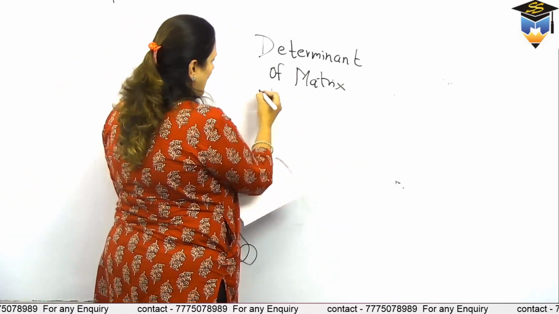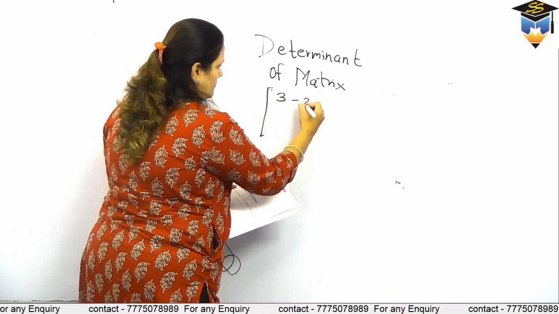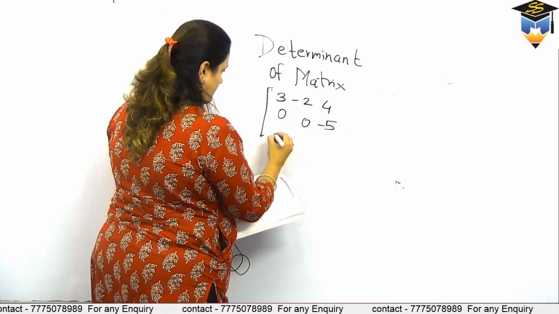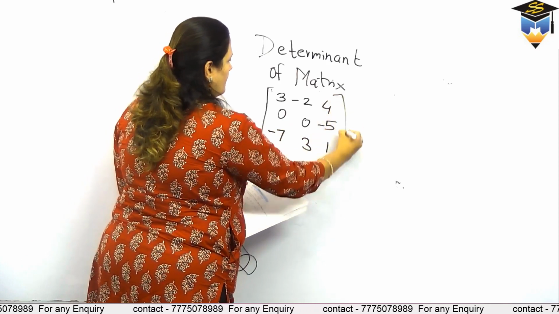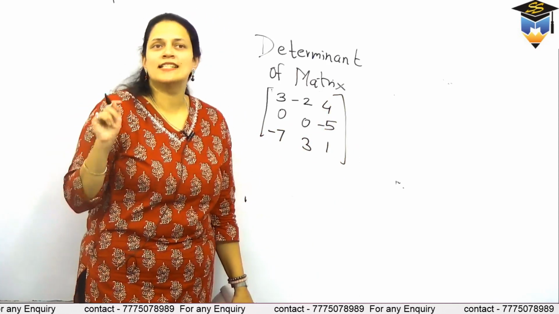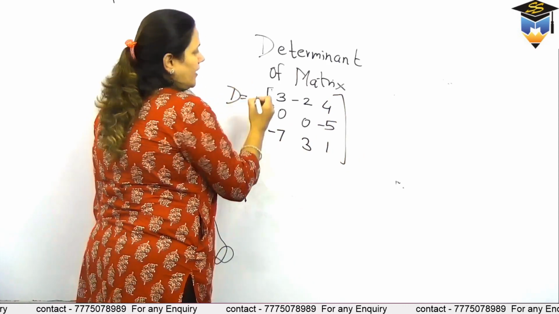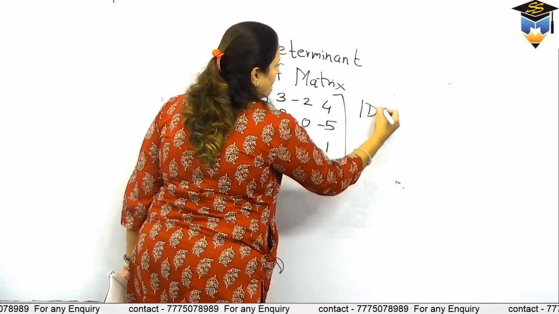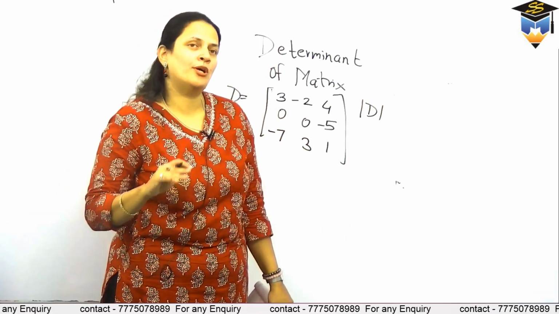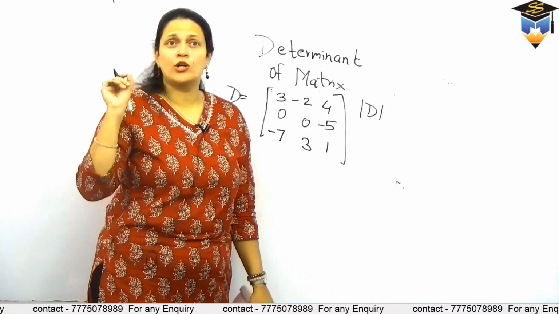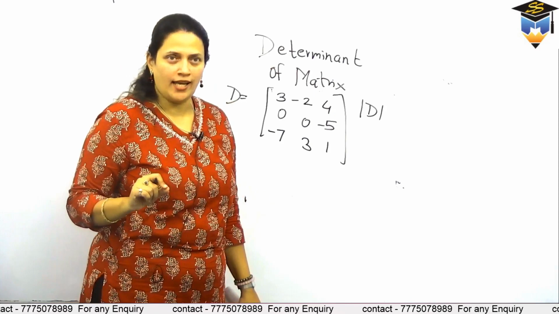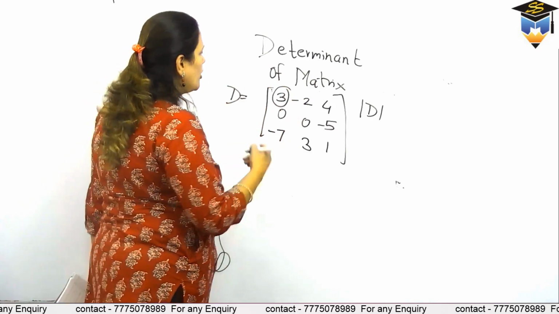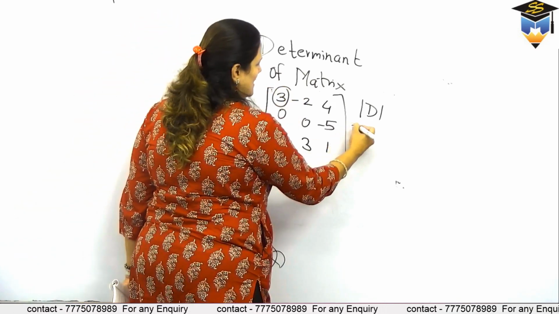Suppose I give you a matrix. Now remember, since I have to find the determinant, let us say this is a matrix D and we have to find the determinant of D. So how are you going to find the determinant? Now pay close attention. You have to take the first element. What is the first element in our case? It is 3. So in order to find the determinant, what I am going to do is 3.